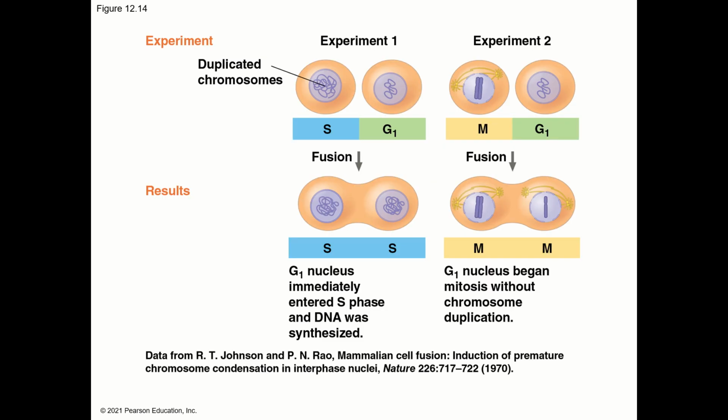So in the experiment, there were duplicated chromosomes from the S phase, and one cell was in the G1 phase. And then in the fusion of those cells, the G1 nucleus immediately entered the S phase, and DNA was synthesized. In the second experiment, there is one cell that was in the M phase and one cell in the G1 phase, and upon fusion, the G1 nucleus began mitosis without chromosome duplication.